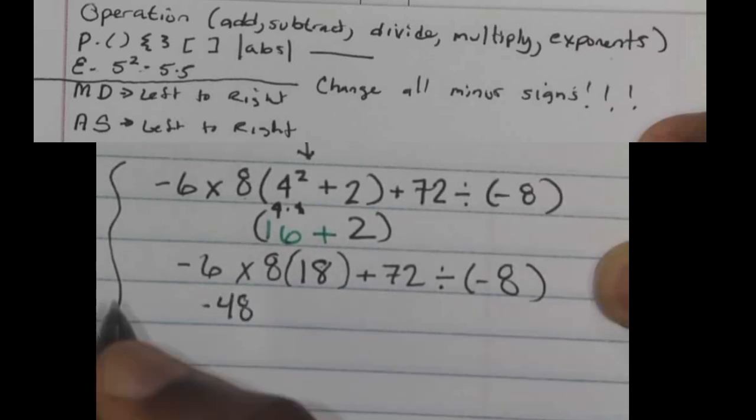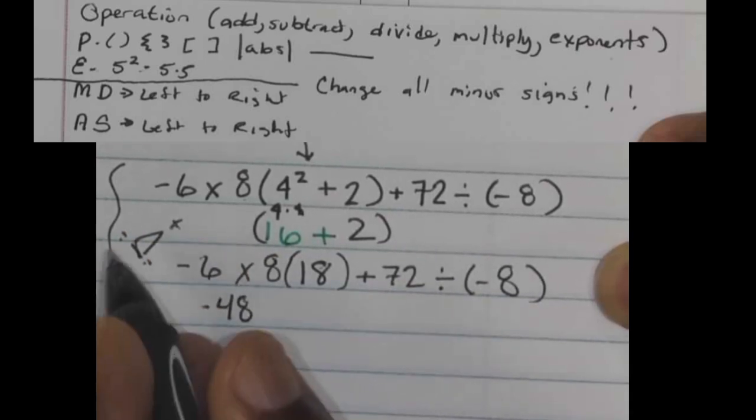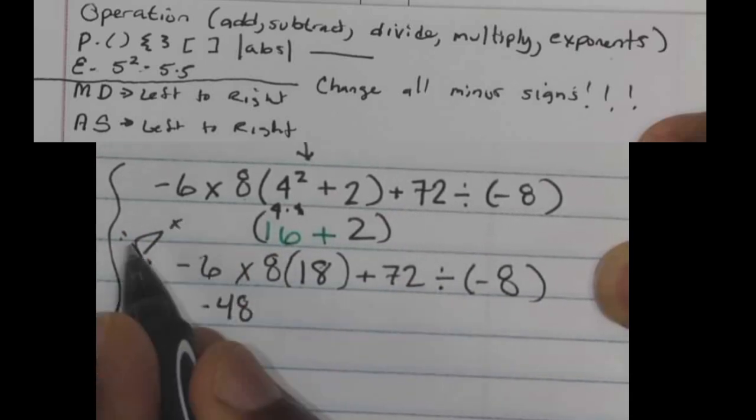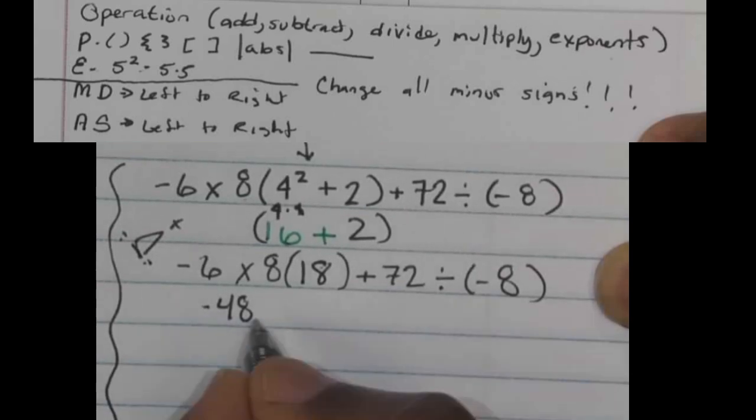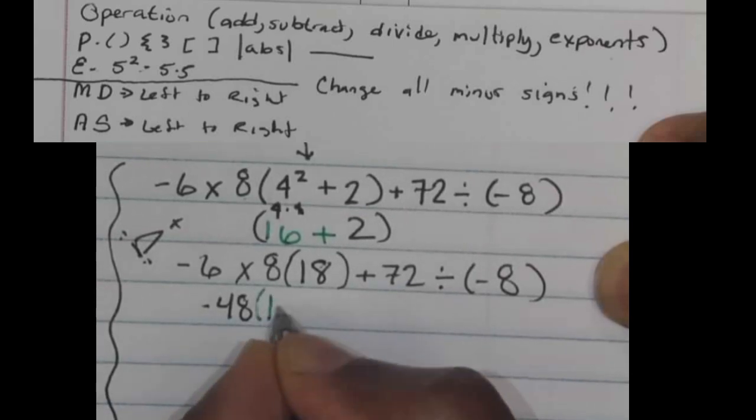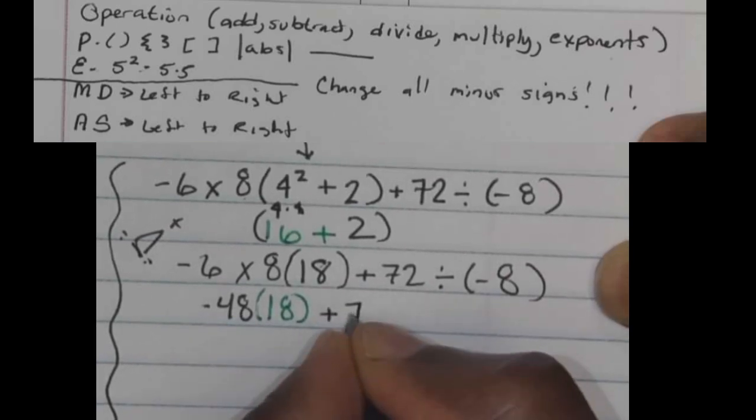-48. Because Jalen, remember, when you divide and multiply, that's when you use that triangle. Negative times a negative, negative times negative is positive, positive times negative equals negative. So we got -48, all right? And we'll bring down that 18, because we didn't touch it. And that plus 72.